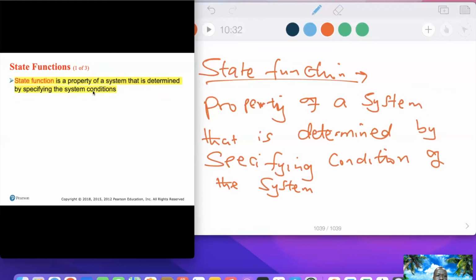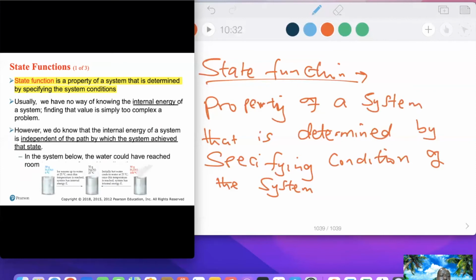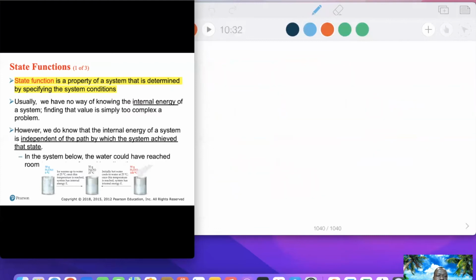A property of a system that is determined by specifying the system condition, okay? We have no way of knowing the internal energy of the system. It's too complex. So internal energy is one of the state functions, because there is no way we can know that unless we specify that.